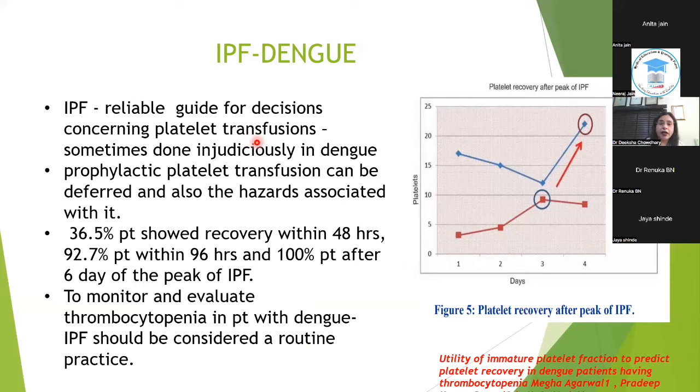So it's a reliable guide for decisions concerning platelet transfusions, and sometimes these transfusions are done injudiciously in cases of dengue patients. Now, prophylactic platelet transfusion can thus be deferred, and also the hazards associated with it. So to monitor and evaluate thrombocytopenia in patients with dengue, IPF should be considered as a routine practice. Now here we can see that as the platelets are decreasing, the IPF is increasing. And once IPF has reached its peak, after that, they start the recovery of platelet count.